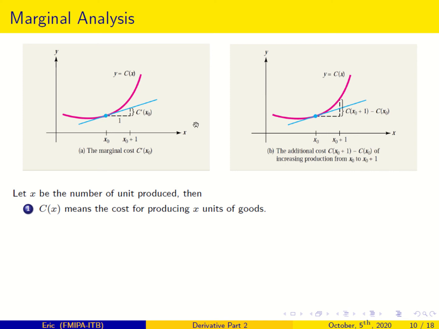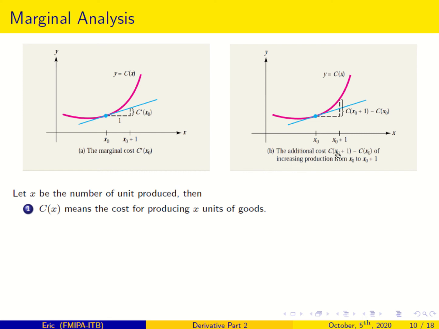So, what does C prime x0 mean? This is the slope of the tangent line, this blue tangent line. What does C prime x0 mean? It means that when I take one step, the height will go up by C prime x0. Graphically, that is what C prime x0 means.